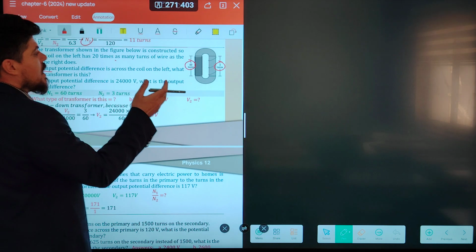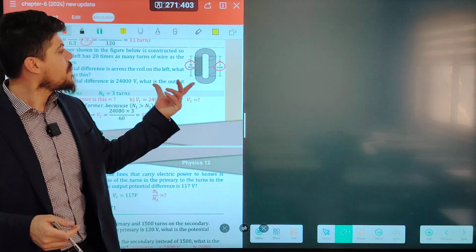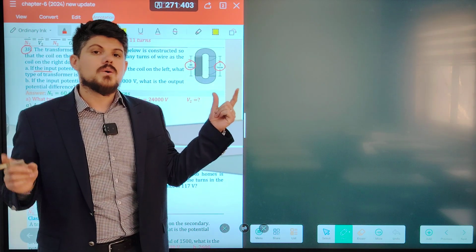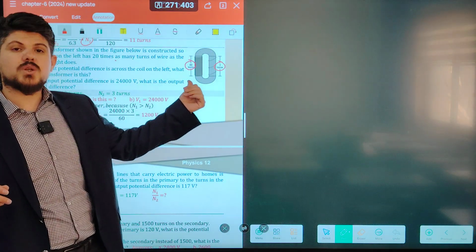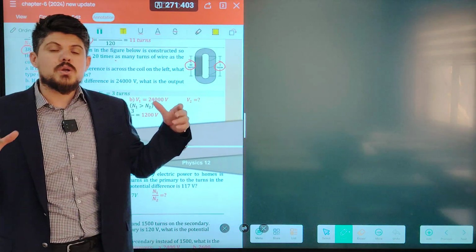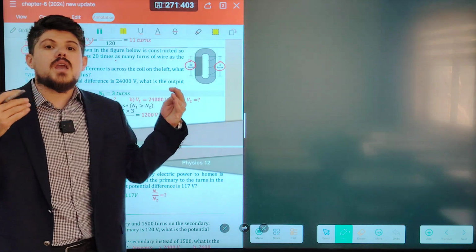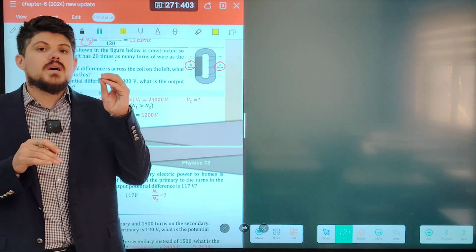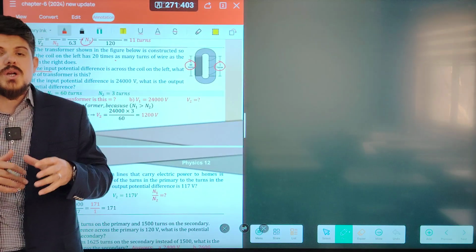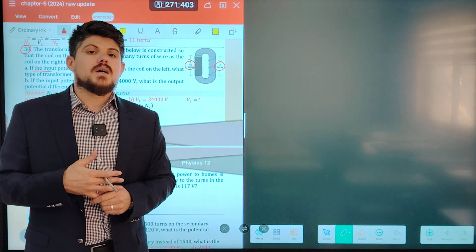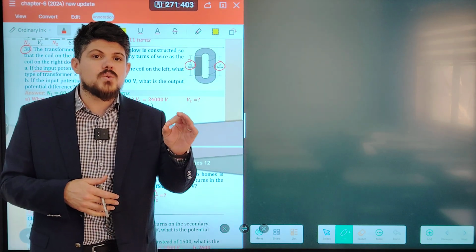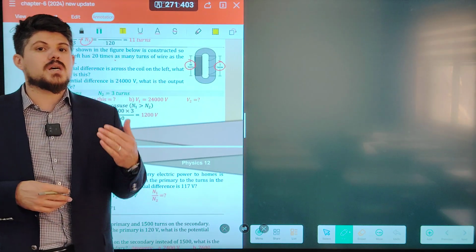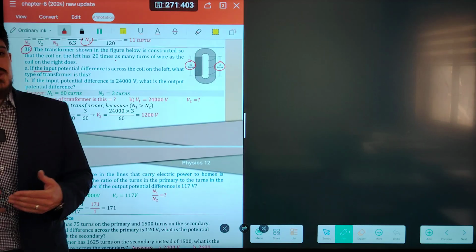So guys, what is the type of this transformer? Can we determine whether this transformer is step up or step down? No, we cannot determine the type of the transformer in this figure. Why? Because we don't know which side is the input. Without input, we cannot find the type of the transformer. In order to determine the type, you have to know which side is the input potential difference and which side is the output potential difference.